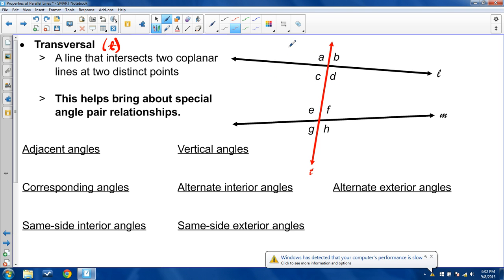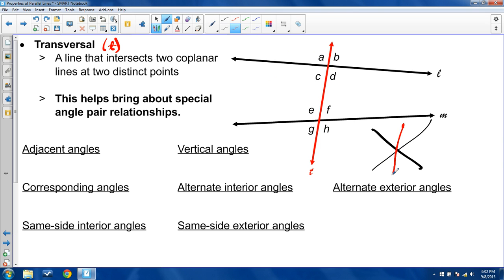By that I mean, you want to avoid looking at a situation that looks, say, like this, and then the transversal goes through one distinct point, right? Those are two coplanar lines and everything else. So you want to make sure it goes through those. That way, you can start talking about all these different angle relationships, because so far, all we've looked at, as far as special angle pair relationships, are adjacent angles and vertical angles.